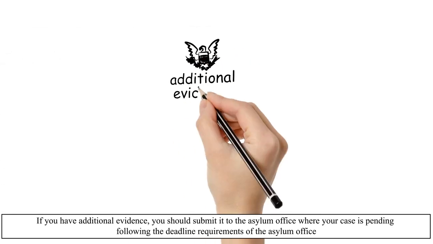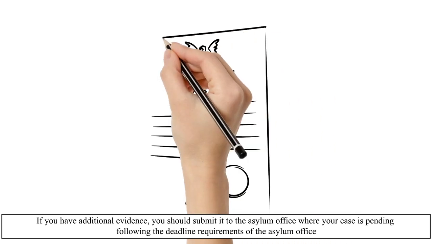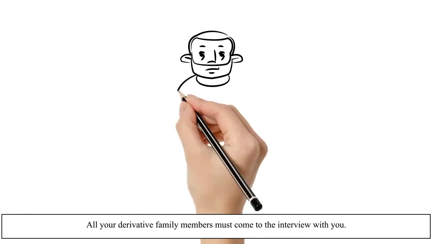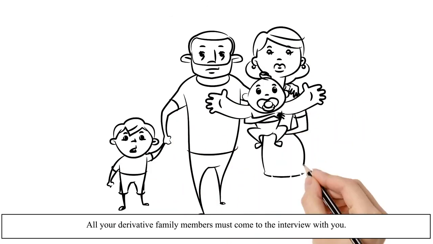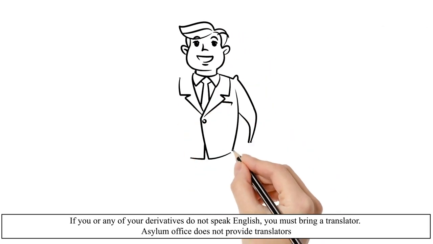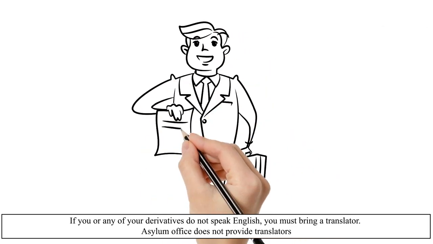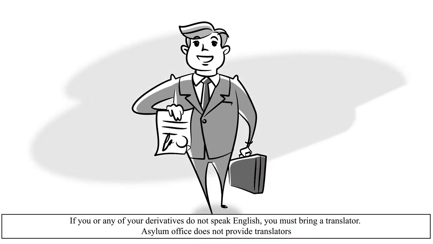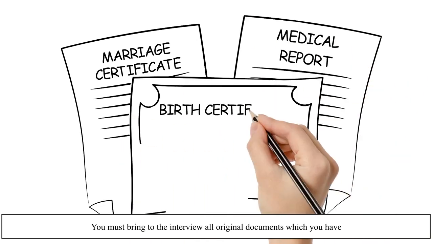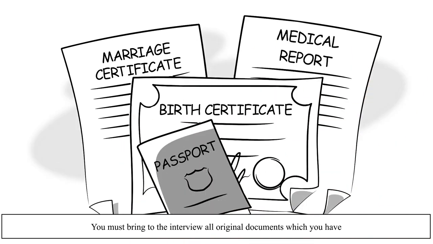If you have additional evidence, you should submit it to the asylum office where your case is pending, following the deadline requirements of the asylum office. All your derivative family members must come to the interview with you. If you or any of your derivatives do not speak English, you must bring a translator. The asylum office does not provide translators. You must bring to the interview all original documents which you have.